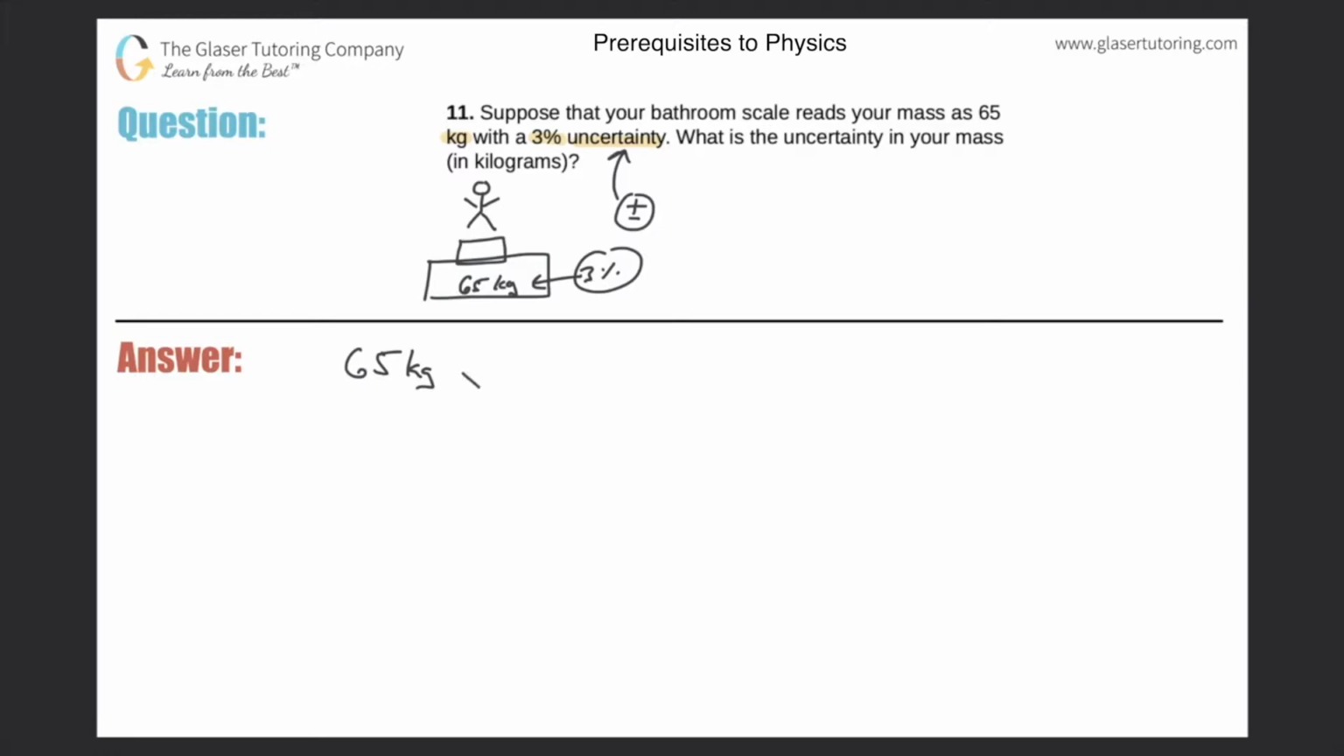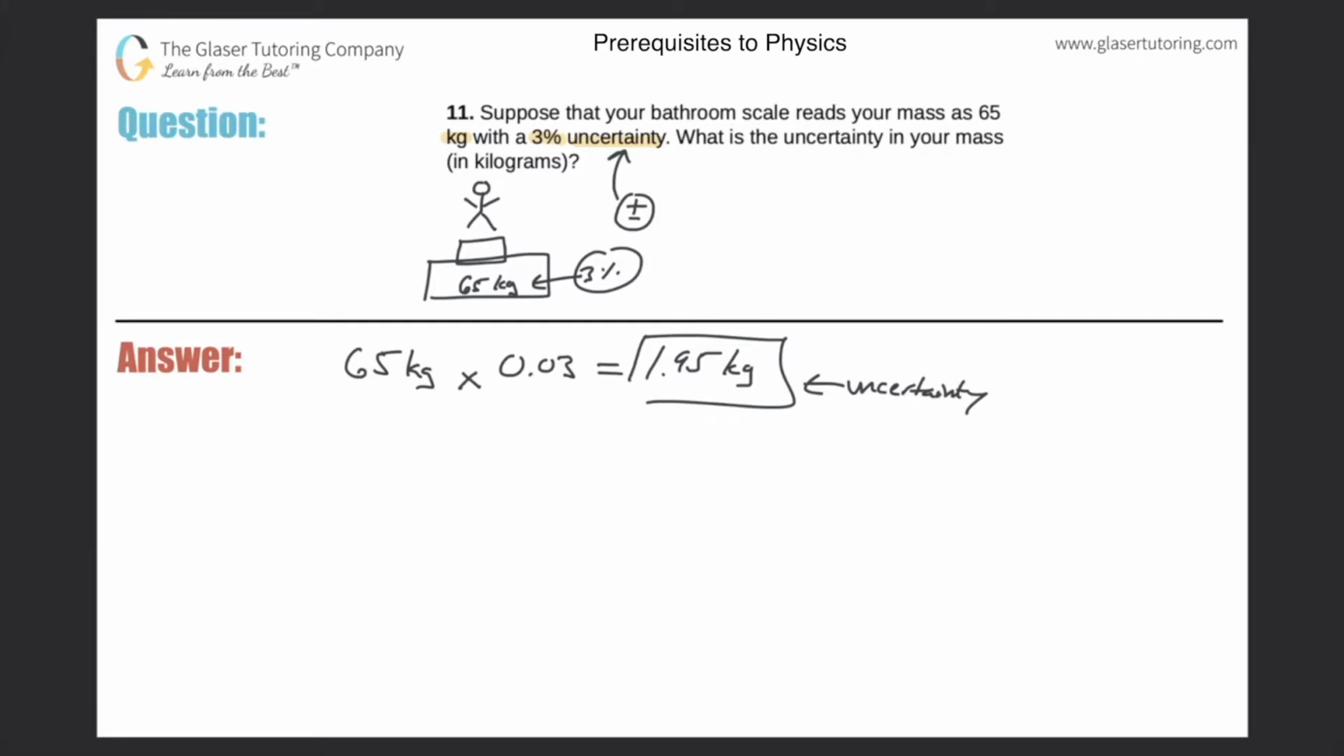So let's take that value and multiply it by 3%. But remember, whenever you multiply percents, you really have to convert them into their decimal forms. Okay, so 65 times 0.03. So this comes out to be 1.95 kilograms. Okay, so this is the uncertainty. This value right here, uncertainty.